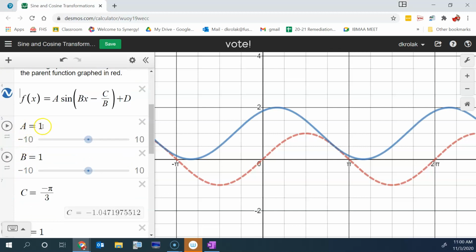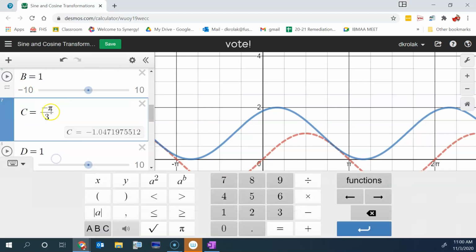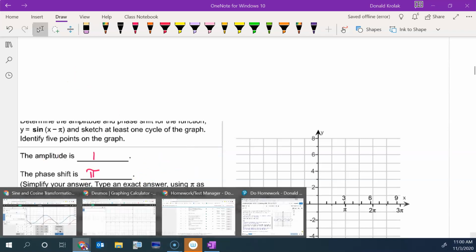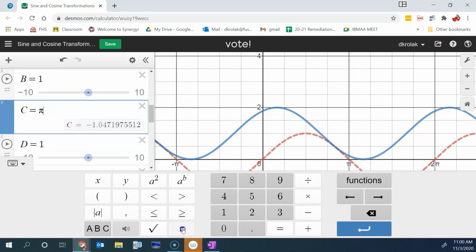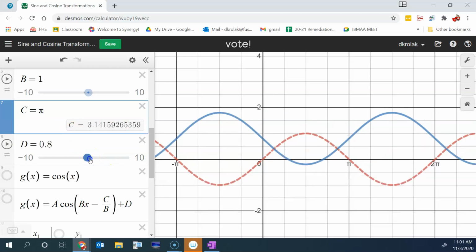All right, amplitude is 1. The frequency is 1. Now I change C to whatever my slide was. My slide was pi. Okay, so I'm going to write C as pi. So I'm going to change this to just pi. Okay, the D value, 0.